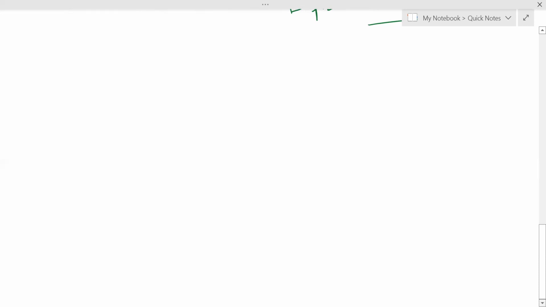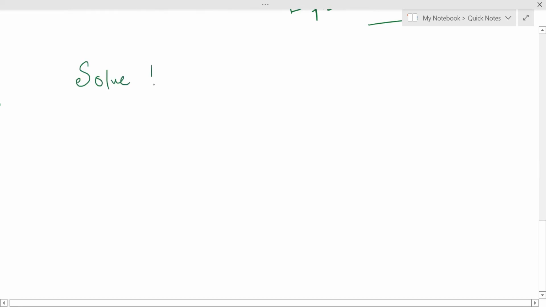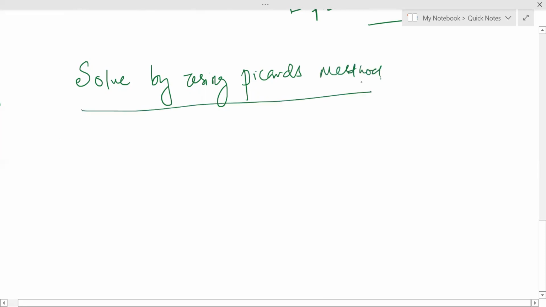Lipschitz condition का एक example हम अभी करेंगे. Solve by using Picard's method. तो Picard's method के हिसाब से कैसे solve करेंगे?